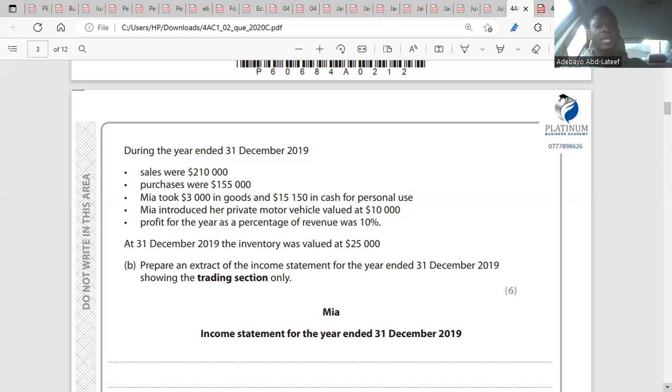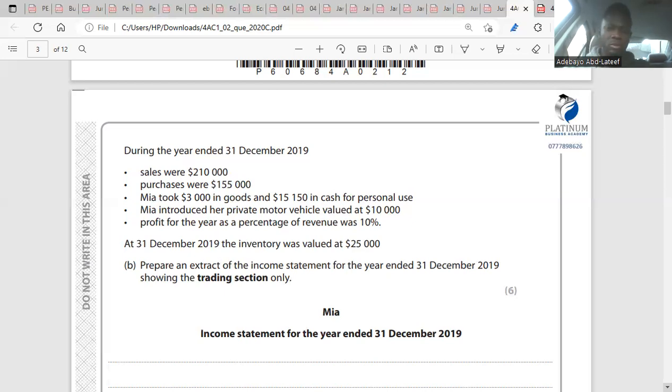The last thing there is profit for the year as a percentage of revenue. They said the profit made by Maya is 10% of the sales. That means 10% of 210,000 is the profit made. Then we have December 31, 2019, the inventory was valued at $25,000. That is the closing inventory.